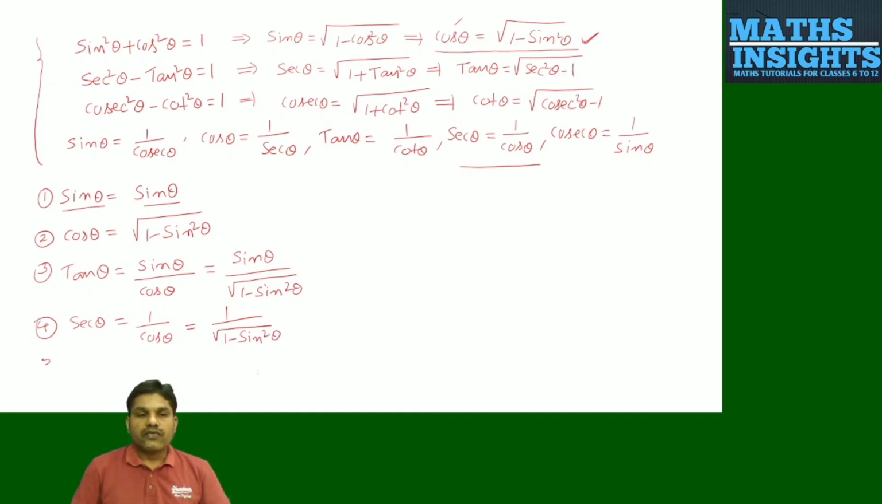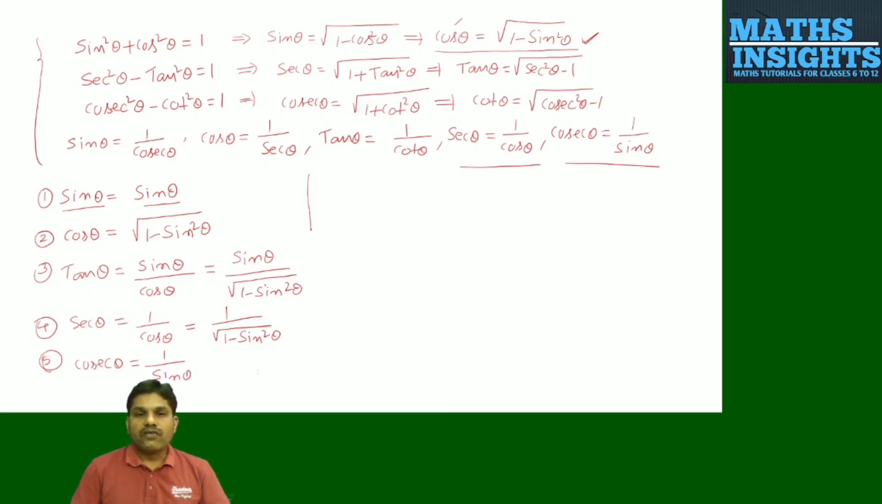If you take the fifth ratio, that is cosecant theta, how can you write cosecant theta? Directly you may write 1 by sin theta. Therefore, it is converted into sin theta. Nothing to change there. Therefore, cosecant theta is equal to 1 by sin theta.